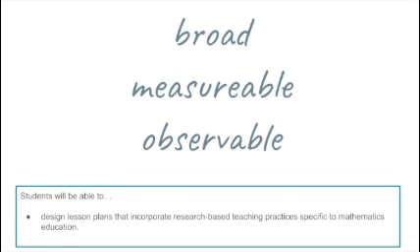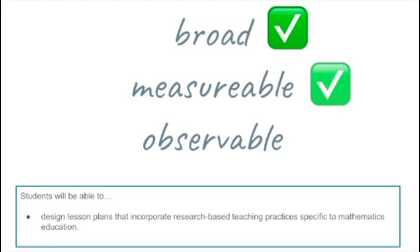and observable. For example, in teaching an elementary mathematics methods course, one of my major course goals might be students will be able to design lesson plans that incorporate research-based teaching practices specific to mathematics education. Let's be sure that this is an appropriate course goal. It's broad. It highlights one thing that I hope students will be able to do after an entire semester. It's measurable, meaning I can design an assessment to see if this outcome has been met. And it's observable. It describes an action or a behavior and not a knowledge.